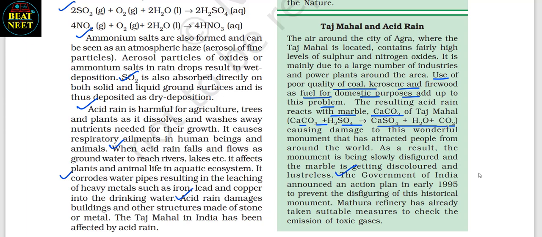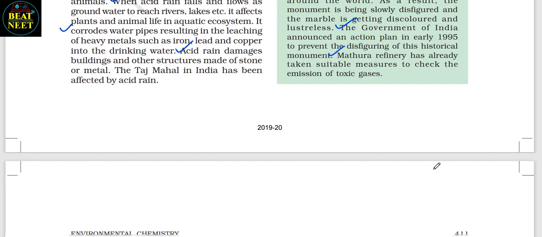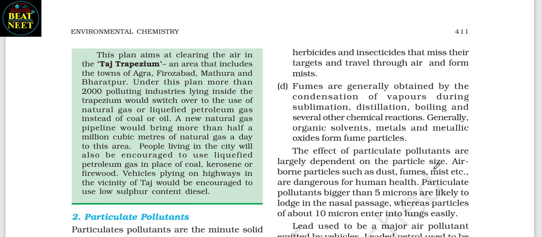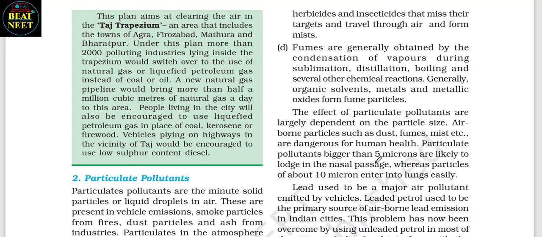The government of India announced an action plan in early 1995 to prevent the disfiguring of this historical monument. Mathura refinery has already taken suitable measures to check the emission of toxic gases. This plan aims at clearing the air in the Taj Mahal Trapezium, an area that includes the towns of Agra, Firozabad, Mathura, and Bharatpur. Under this plan, more than 2,000 polluting industries lying inside the trapezium would switch over to the use of natural gas or liquefied petroleum gas instead of coal or oil.